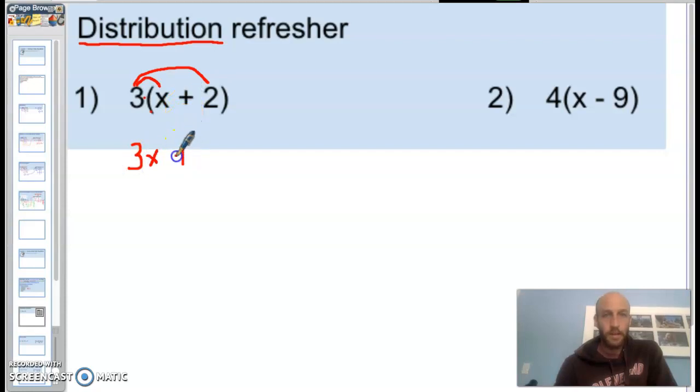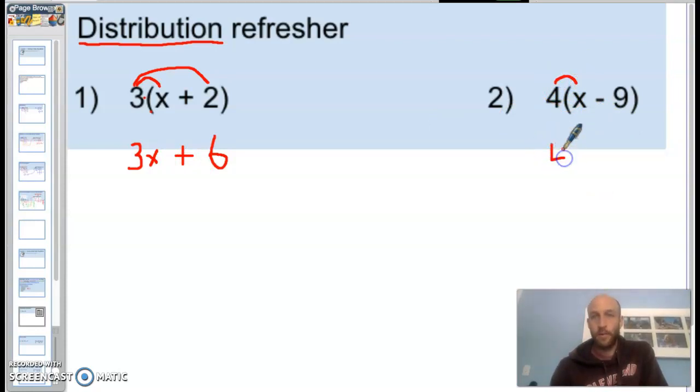plus 3 times 2 is 6. Okay, pretty straightforward. On this one, the only difference here is that we have a subtraction sign. So instead of an addition sign, we should have a subtraction sign. So we have 4 times x is 4x. And we have 4 times 9, but we are subtracting that. Minus 4 times 9 is 36.